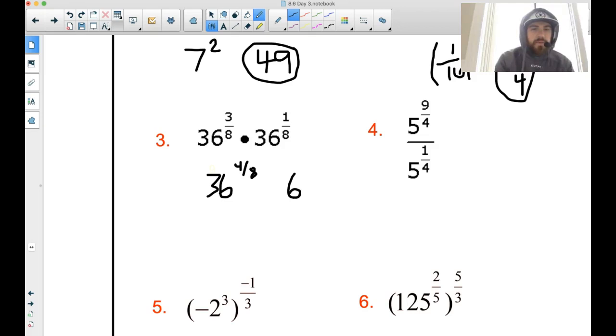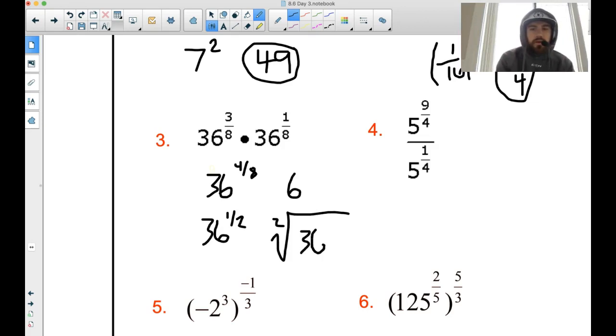Why is to the 1/2 power the same as a square root? Well, that's what we've been talking about all along today here, changing it from exponent form to radical form or vice versa. So if I change 36 to the 1/2 to a radical, the 2 goes here, so it's a square root of 36 to the first power.